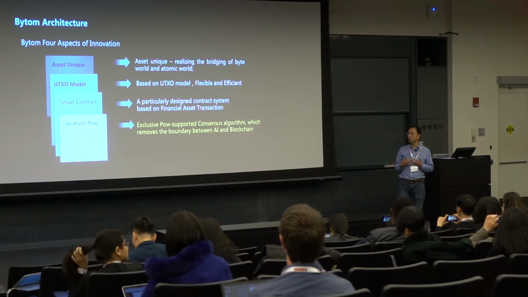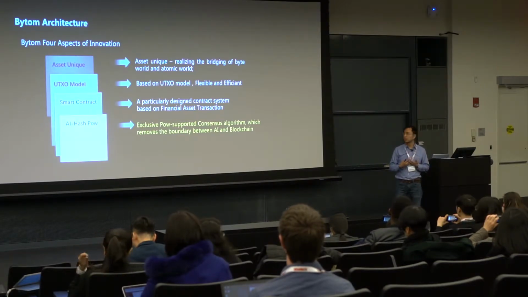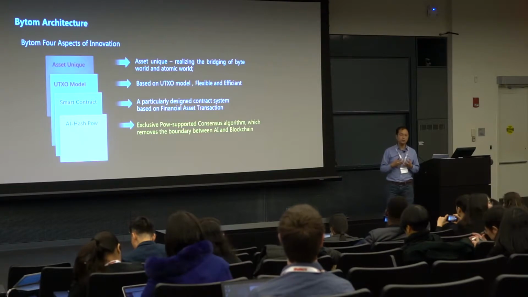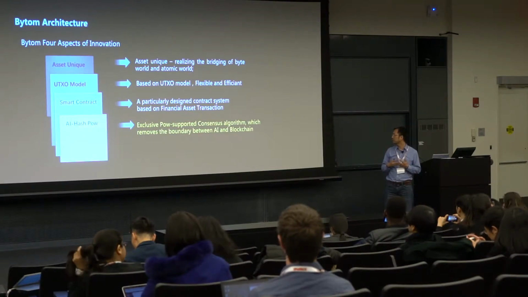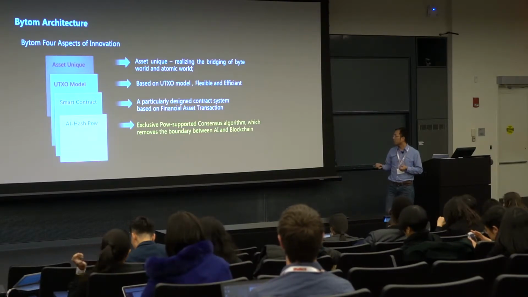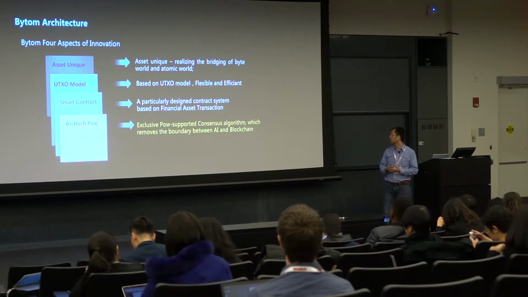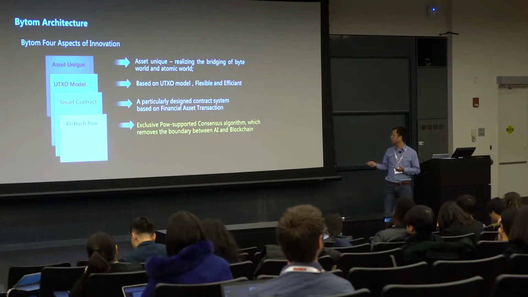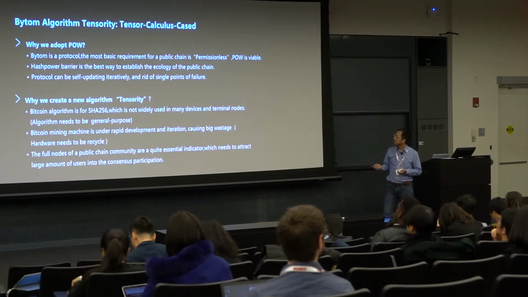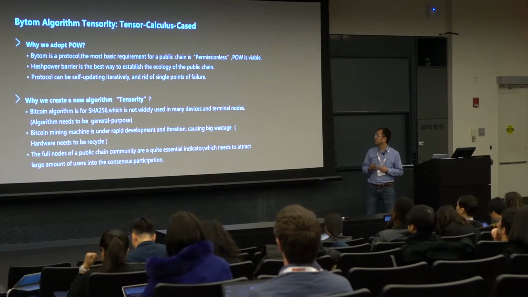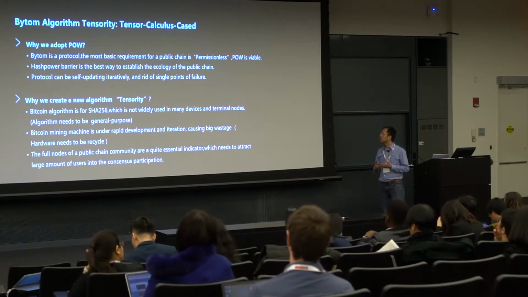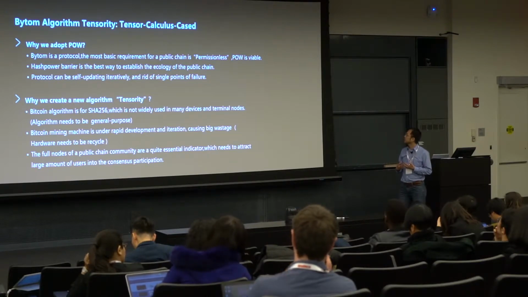And in the last panel, we saw how to build AI, how to use technologies to accelerate AI, both AI and blockchain. So we make our POW consensus, which is also friendly to the AI industry. So what is our Bytom algorithm? We call it Tensority.